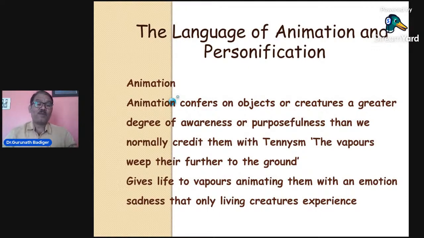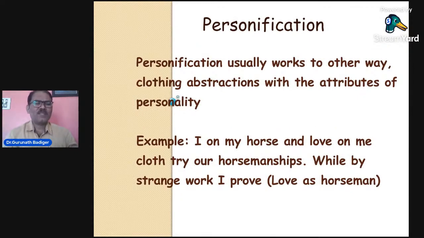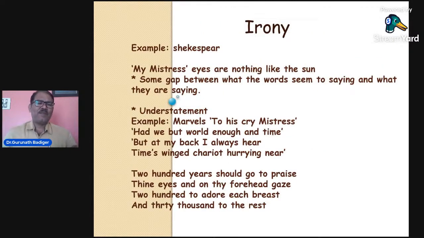Language of animation and personification is also important. In Tennyson's Brook, they say, "For men may come and men may go, but I go on forever." The brook is speaking. So the poet uses personification, as in "I on my horse and Love on mine do try our horsemanships, while by strange work I prove." Love as a horseman is used here. So we must understand whether personification is used, simile is used, metaphor is used.